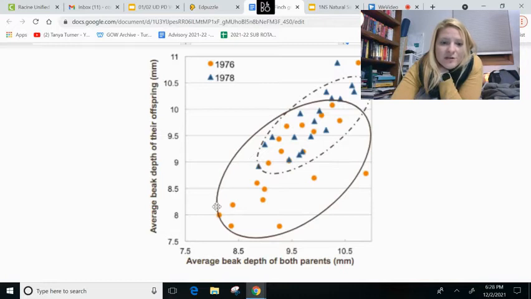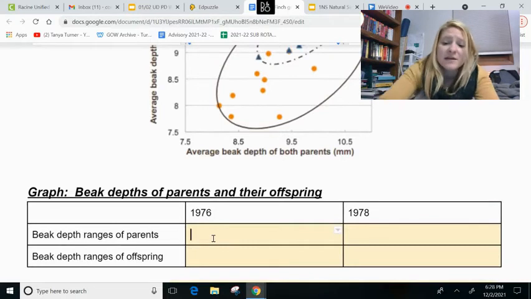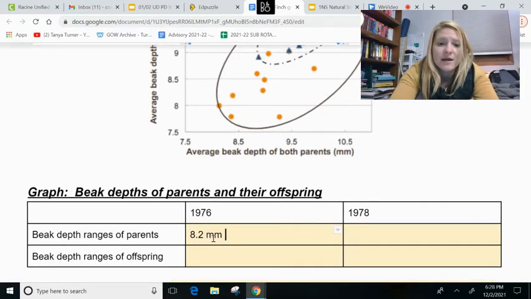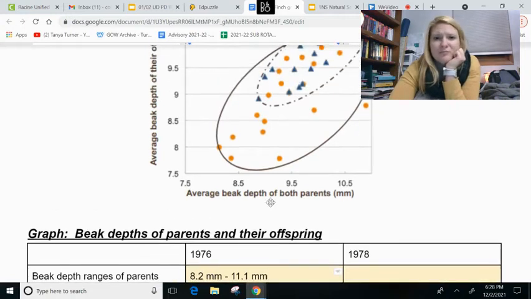So the lowest range is right about here, and we bring it down because it's about the parents. It would be about 8.1-ish, 8.2, 8.2 millimeters, and then we go all the way to the end. I would say that's probably around 11 millimeters. So let's fill that in. It doesn't have to be exact. If you can just get it as close as you can, like a good guesstimate is perfectly fine.